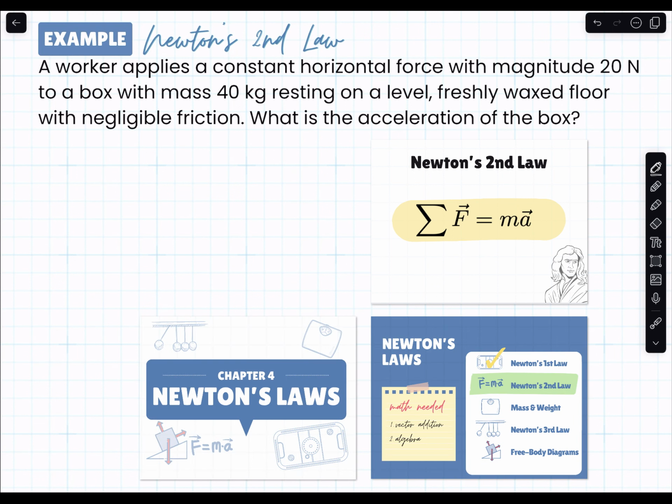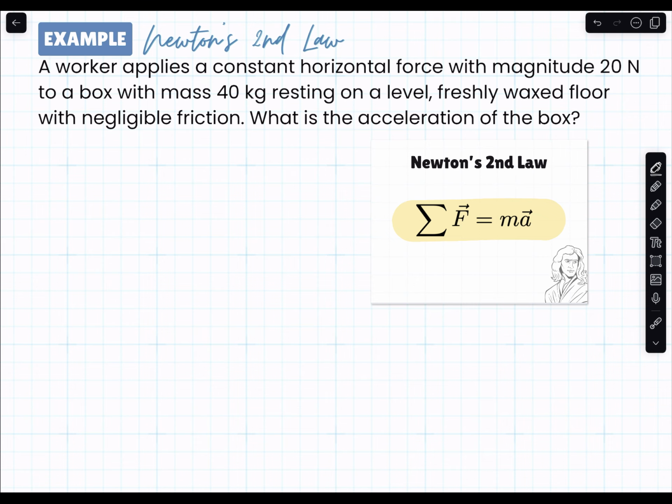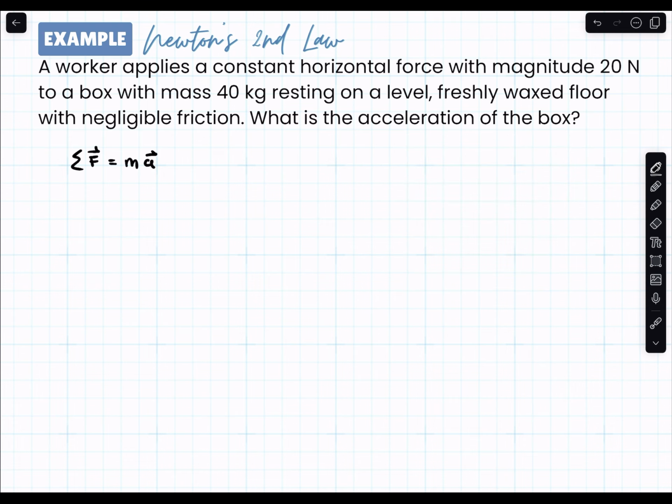Okay, well, let's try a Newton's second law example, remembering that Newton's second law is the net force equal to the mass times the acceleration, where both force and acceleration are vectors. So that means we have to add things and match things as vectors. So x to x, y to y, or any sort of coordinate system that we choose, okay?